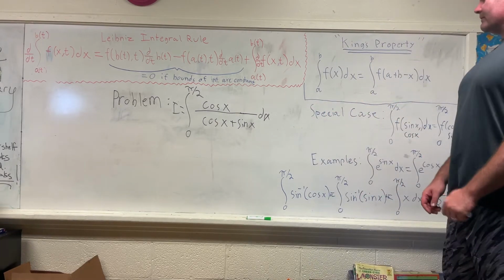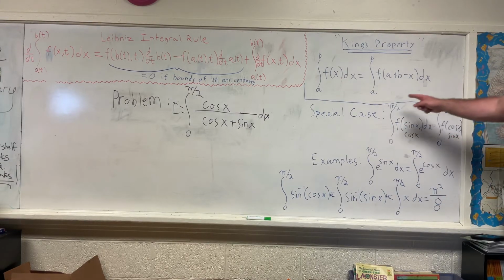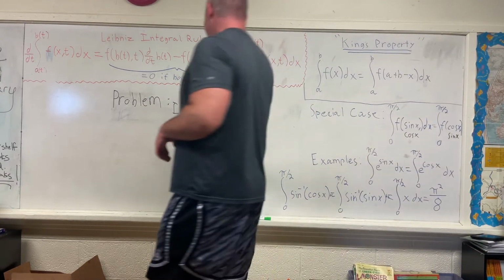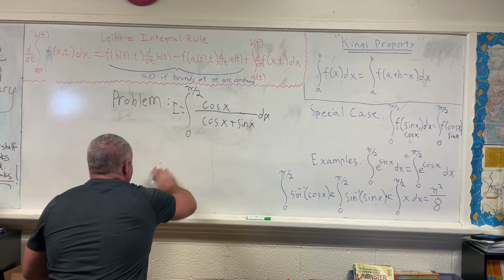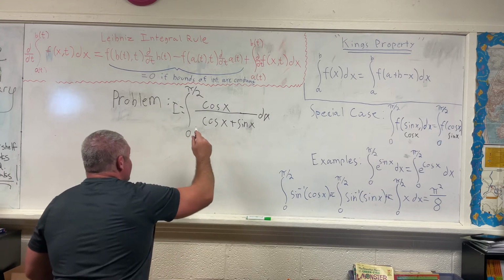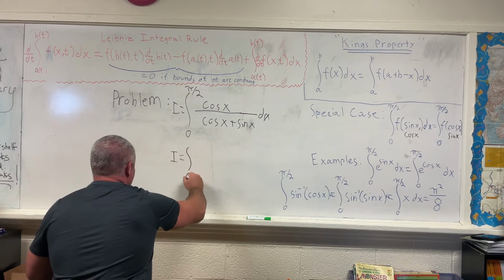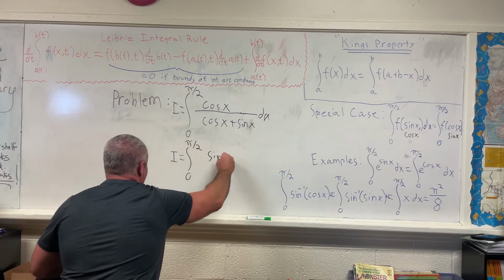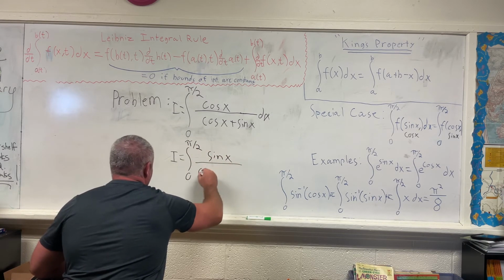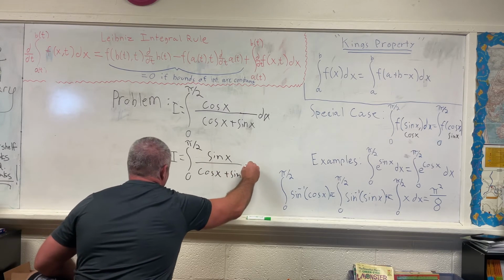So now what we're going to do is apply the special case of King's property right here to I. So, using King's property on this integral right here, we'll get that I is also equal to the integral from 0 to pi over 2 of sine x over cosine x plus sine x dx.